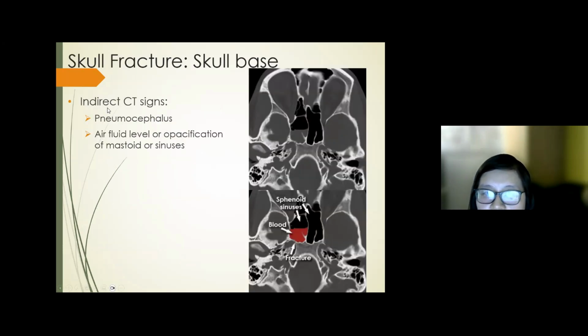So in CT, there's an indirect CT sign that we want to look for, which is the pneumocephalus, or sometimes air fluid level or opacification of the mastoid or paranasal sinuses may indicate that there's a presence of the skull base fracture. So in this image, we can see air fluid level in the right sphenoid sinus, and if we look carefully, we can see that there is a subtle sphenoid bone fracture.